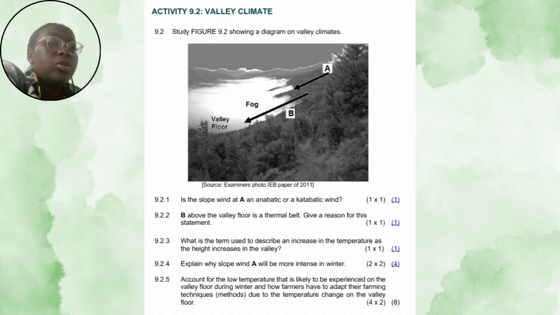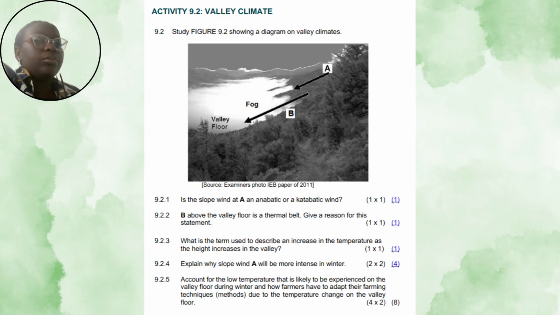And explain why slope wind A will be more intense in winter. Think about it, winter is generally colder, so there's colder air that is descending and in contact with the slopes, which would cause the temperatures to drop really below freezing point. Also, slope A is a south facing slope, and in the southern hemisphere that's also generally colder. So you can choose any two reasons, and that should help.